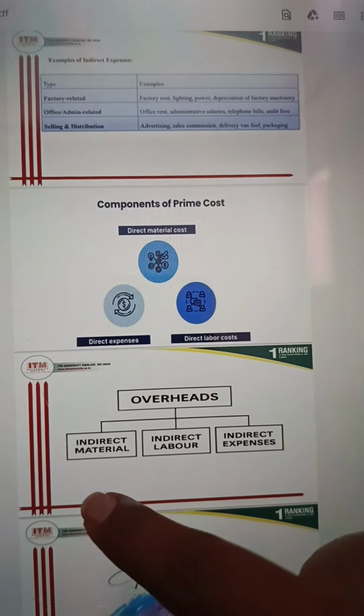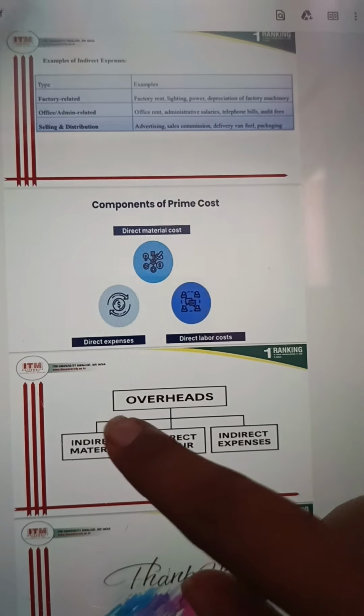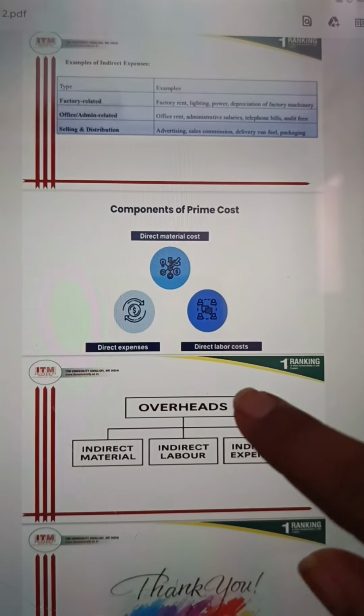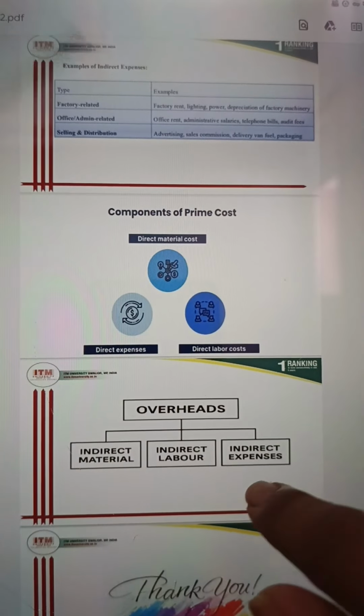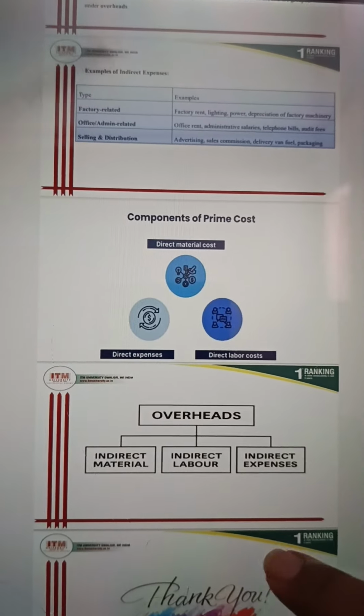And overheads: the complete cost of indirect material plus the complete cost of indirect labor plus the complete cost of indirect expenses. By adding all these we get the overheads. So here we complete Part 2, Unit 1.